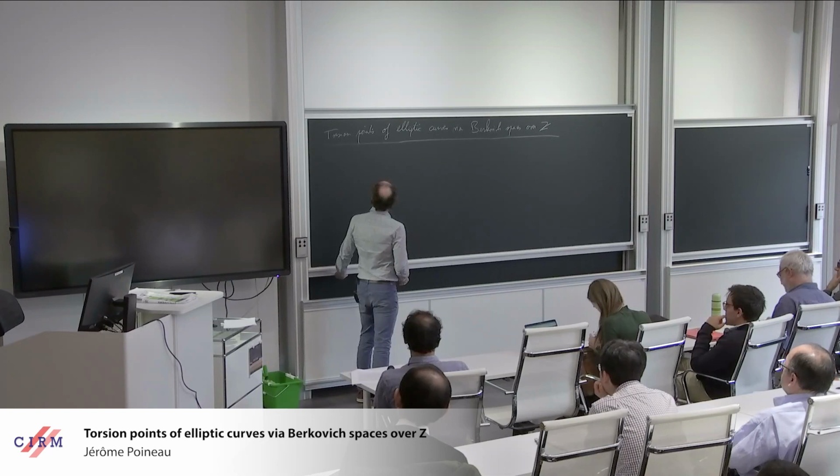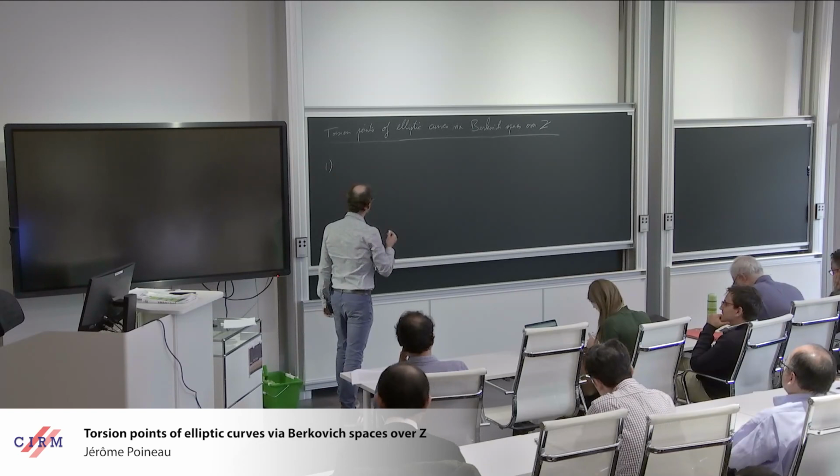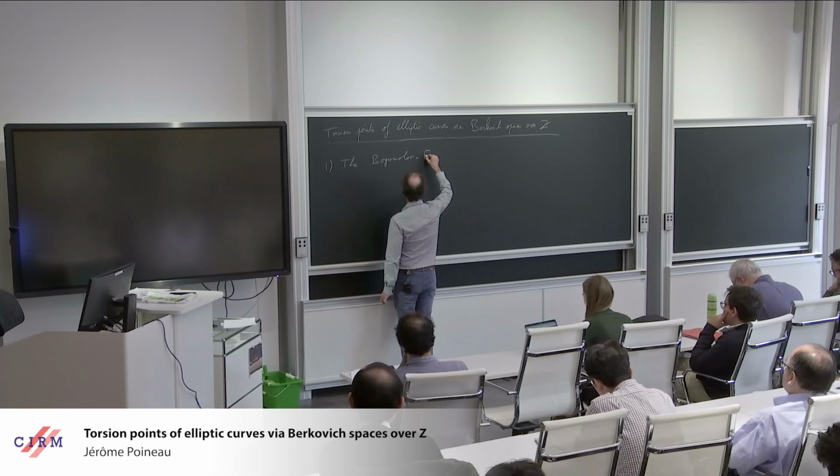Well, so today I'm going to speak about torsion points of elliptic curves and Berkovich spaces over Z. And so let me start by stating precisely what I want to prove. So it goes back to something called the Bogomolov-Fu-Tschinkel conjecture.